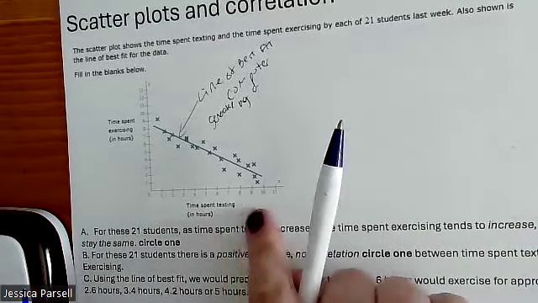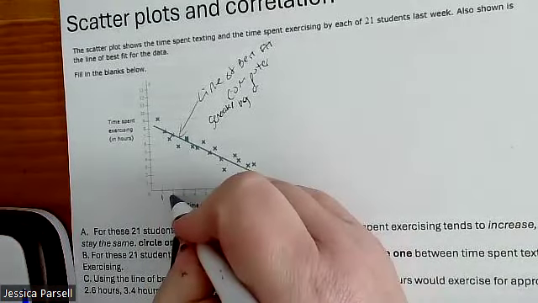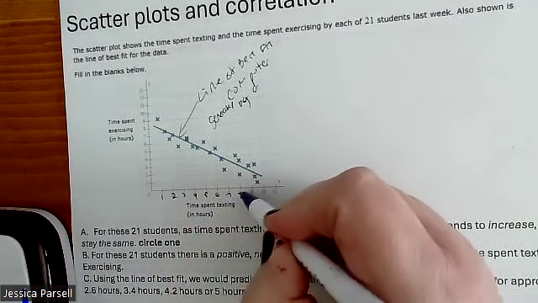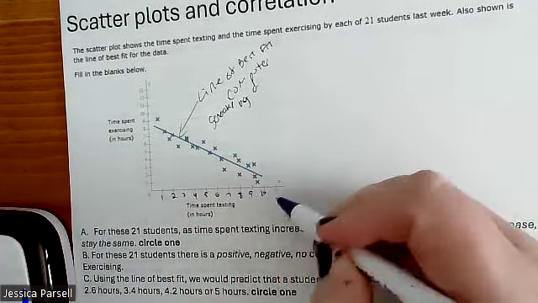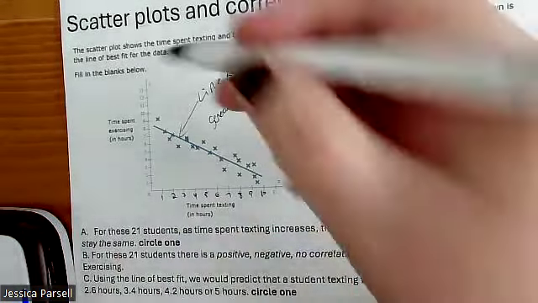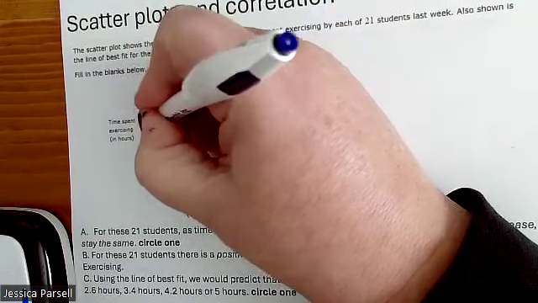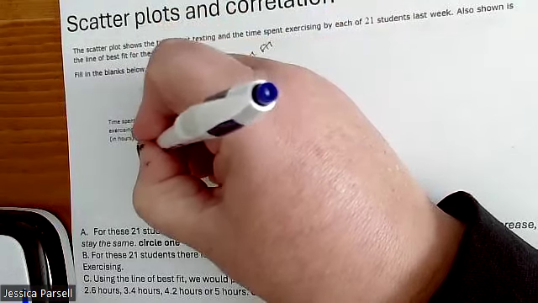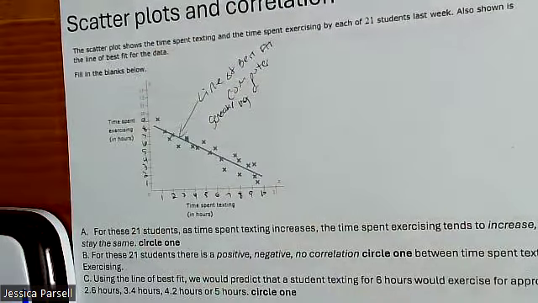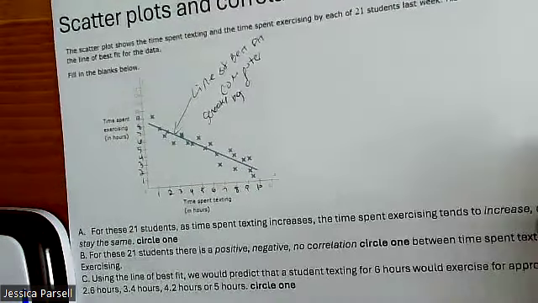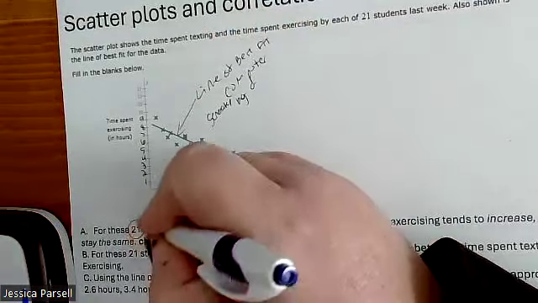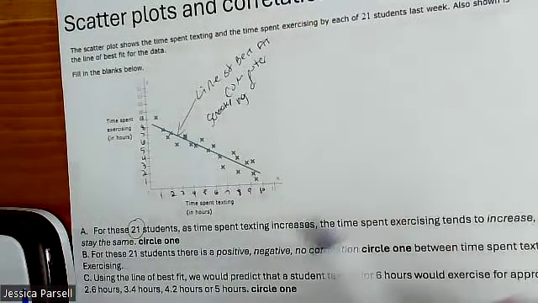So the time spent texting in hours. Here's 1, 2, 3, 4, 5, 6, 7, 8, 9, 10. As we see, the time is increasing. The time they spent exercising looks like it's decreasing. And that would make sense. The more you text, the less you're going to exercise, right? You can't text and exercise at the same time. So each of these pieces of data represents each of the 21 students.